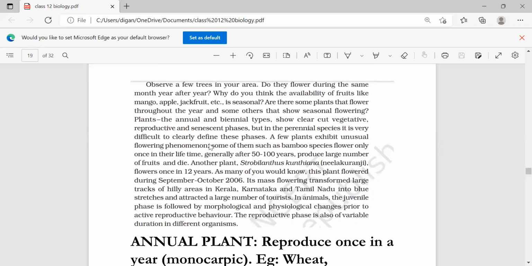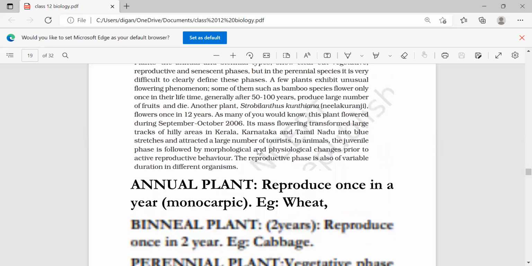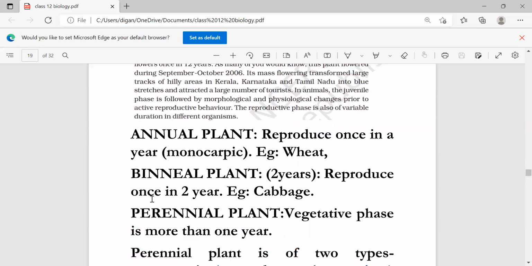So in this paragraph, the summary is that there are different types of plants. Some plants are called annual plants, some are called biennial plants, and some are called perennial plants. What are annual plants? The plants which reproduce once in a year, meaning their life cycle finishes within a year. Within the year they grow, reproduce, and then they die, and that is called an annual plant. Examples are rice, wheat, etc.